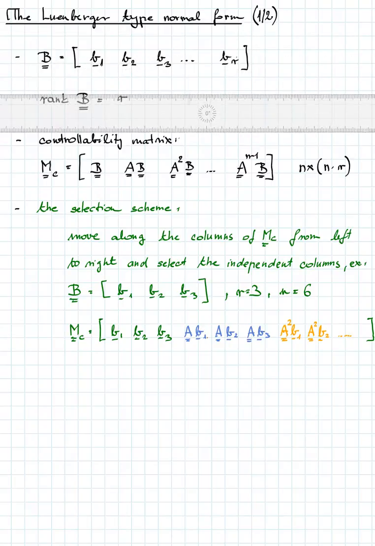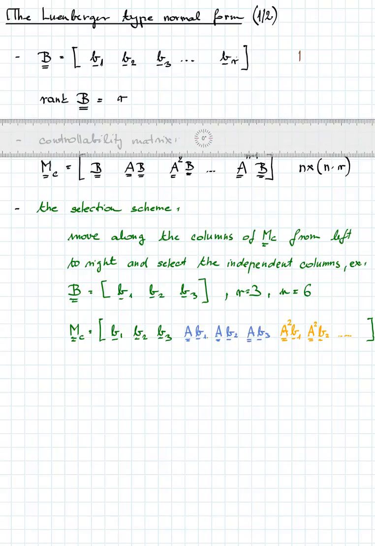So the first step is to reorder the matrix B. The matrix B is at U, so the input of the system. The matrix B has got some columns, and the number of the columns is R. And in this case, we have got R independent inputs, and it is very important to highlight that the number of the independent inputs is R. It means that we have got R independent column vectors in the matrix B, that is, the rank of B is equal to R.